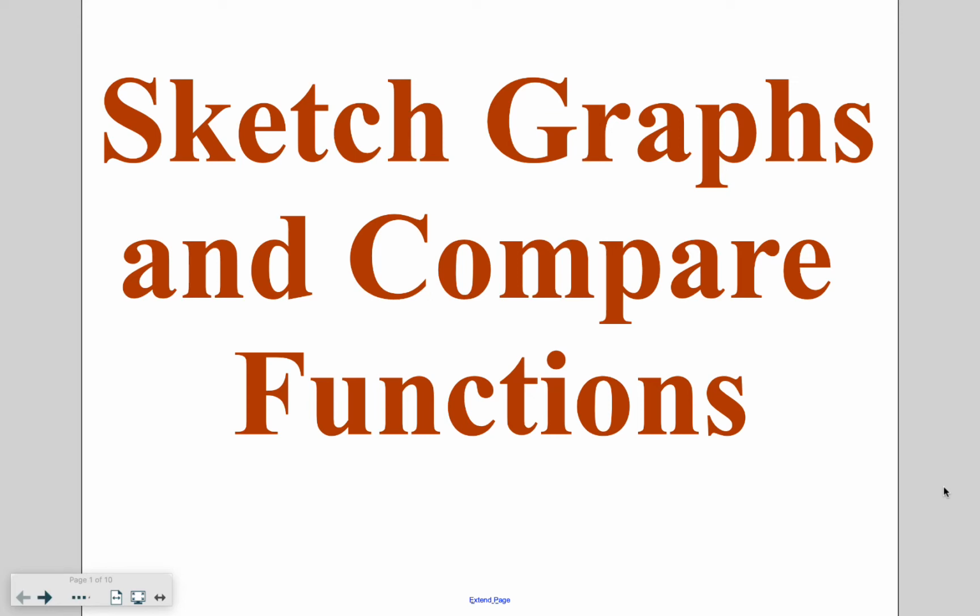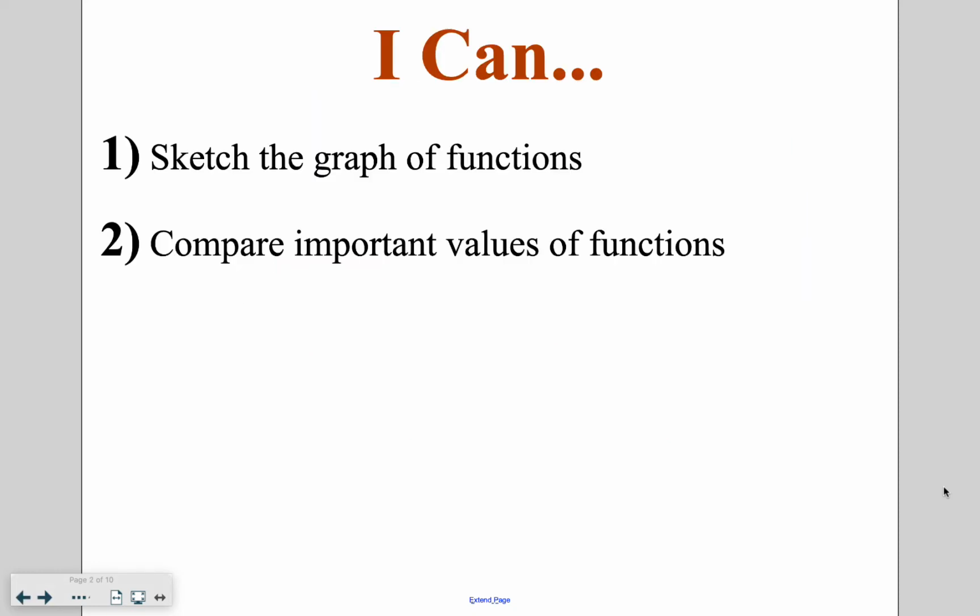Hello class, and welcome to today's algebra lesson, which is about sketching graphs and comparing functions. By the end of today's lesson, you will be able to sketch graphs when given appropriate information and compare the important values of functions based on those graphs.